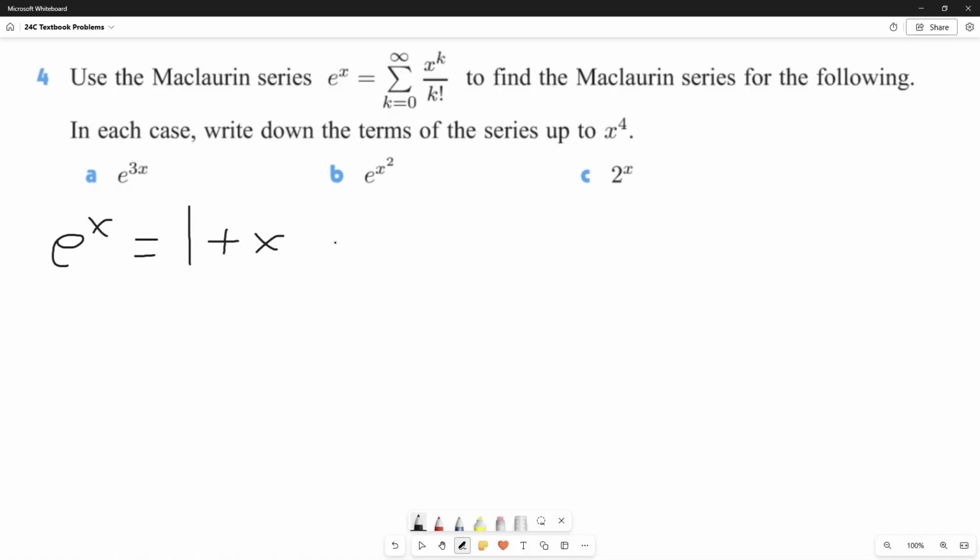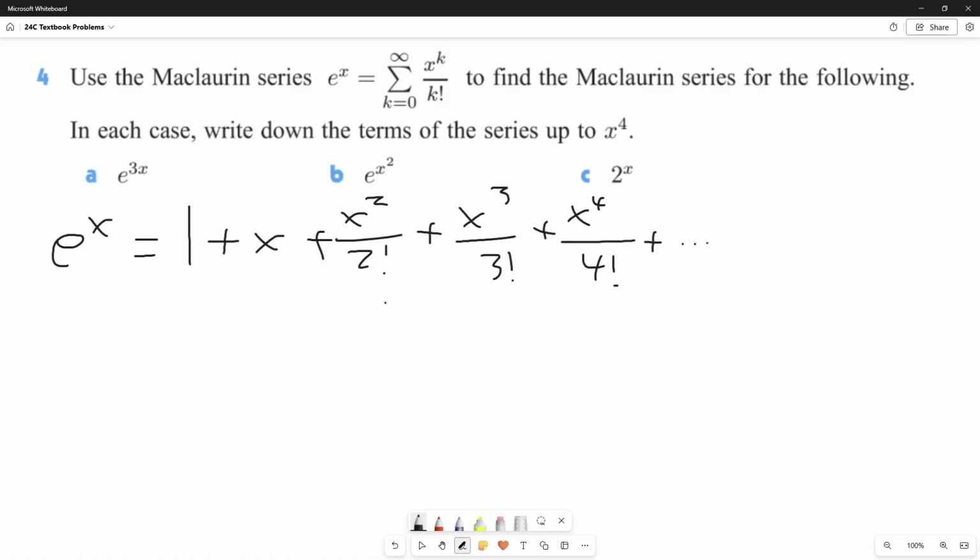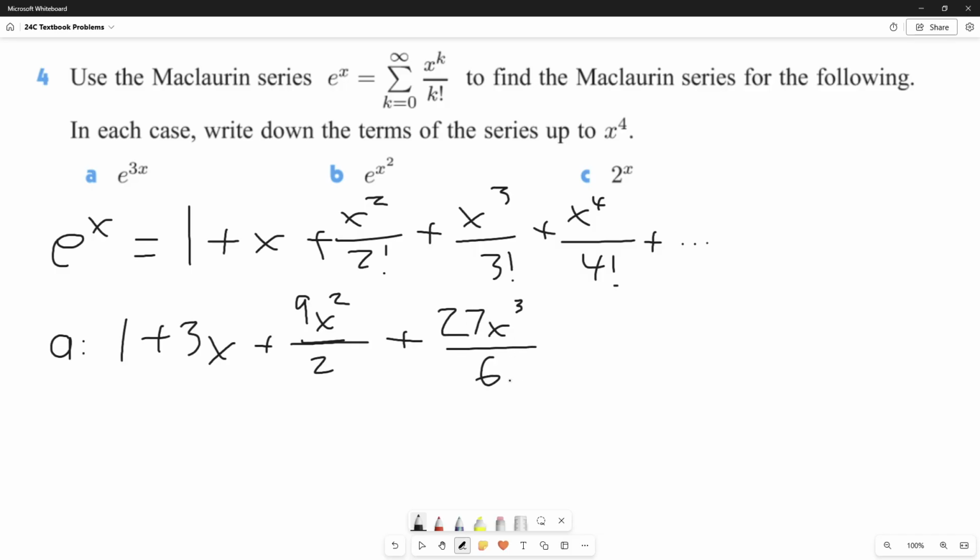So it's 1 plus x plus x squared over 2 factorial plus x cubed over 3 factorial plus x to the fourth over 4 factorial, and so on. And for part A, just replace x with 3x. So 1 plus 3x plus 9x squared over 2 plus 27x cubed over 6.